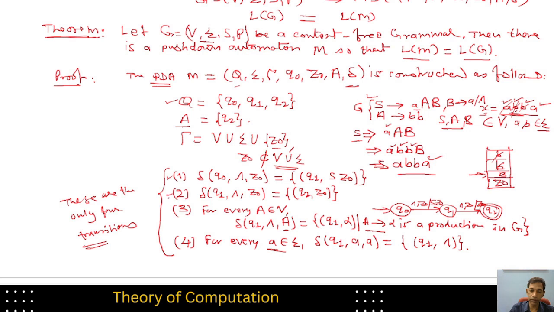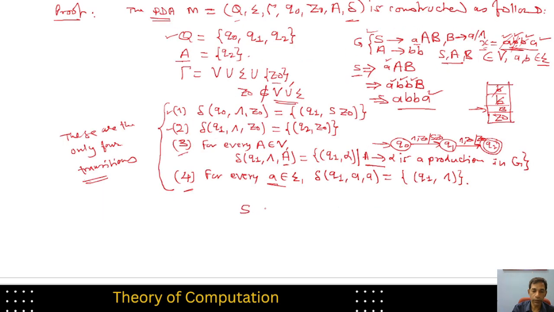The transition second is just to go to the final state, and 3 and 4 we can use for simulation of the derivation tree. Starting from the start symbol, by using the production rules of the grammar G, by making the sequence of transitions, if you are able to derive the string X, then what? This means X belongs to the language of the grammar G.